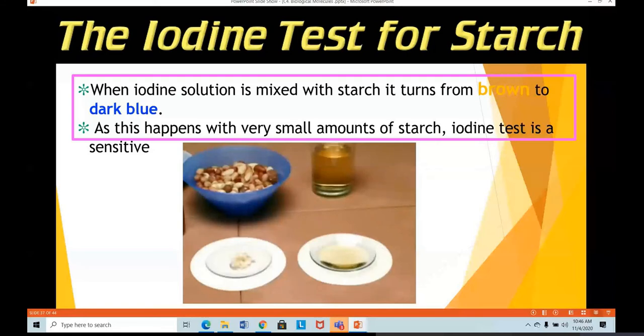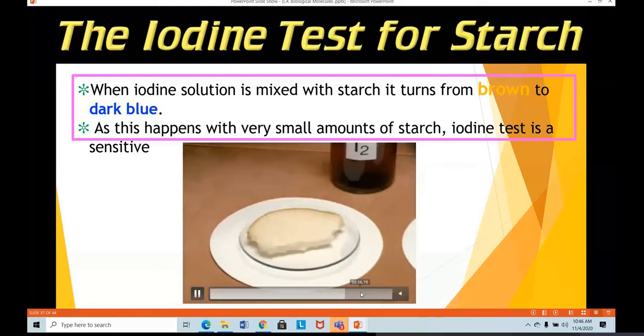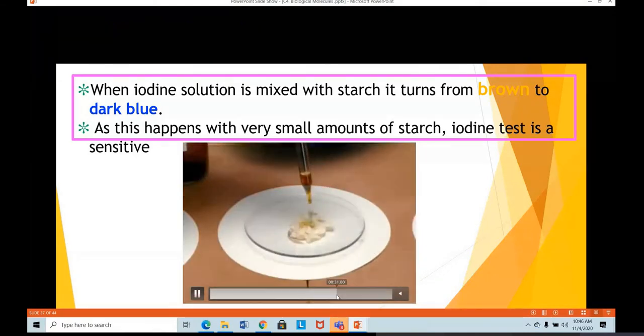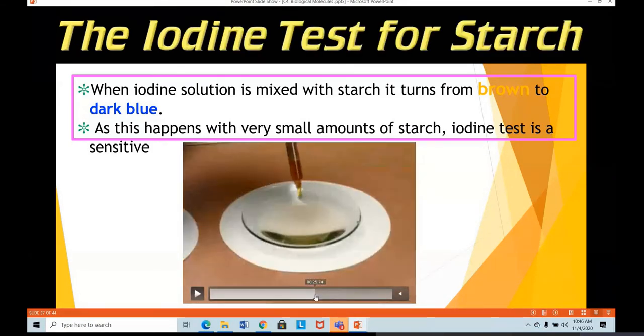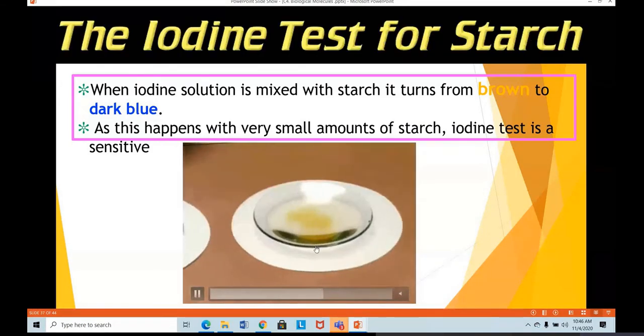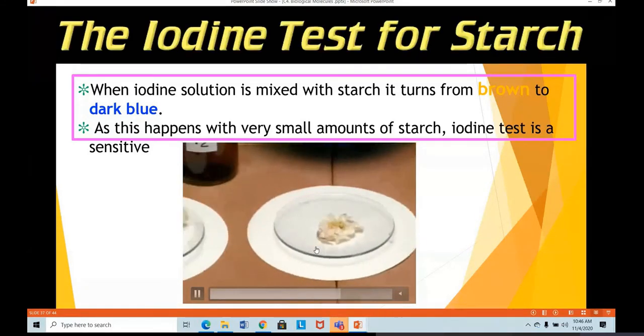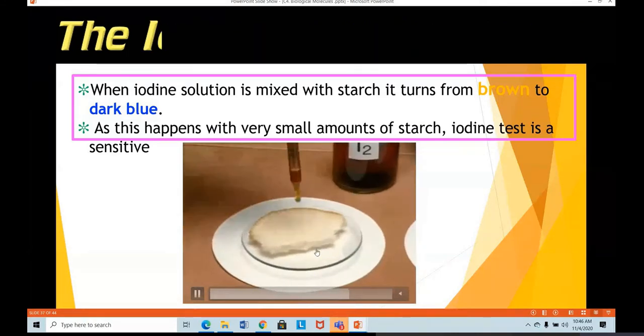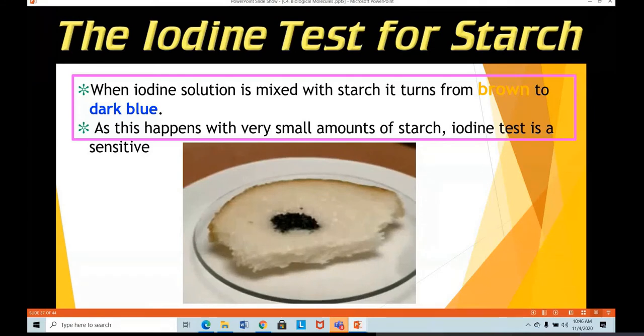Similarly, you can see the nuts over here. The Biuret solution is being added. What is this, ladies? Is it oil? It is an oil. So does it contain any carbohydrate or starch in it? No, of course. That is why it will not change color.